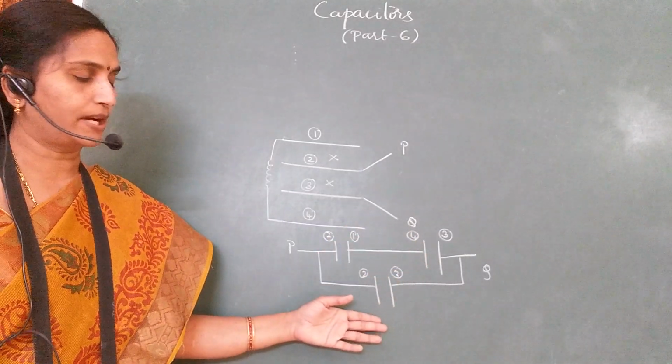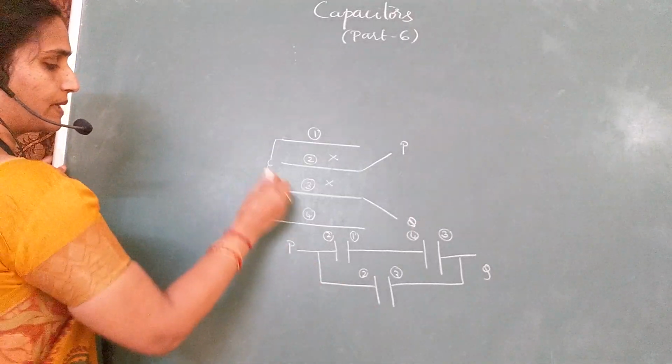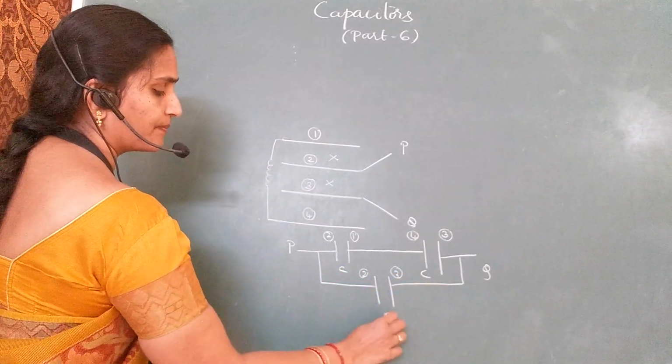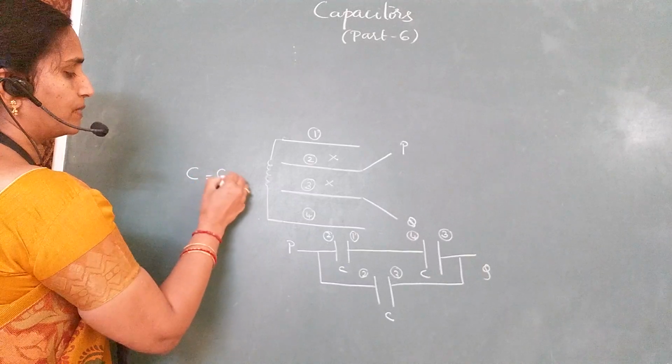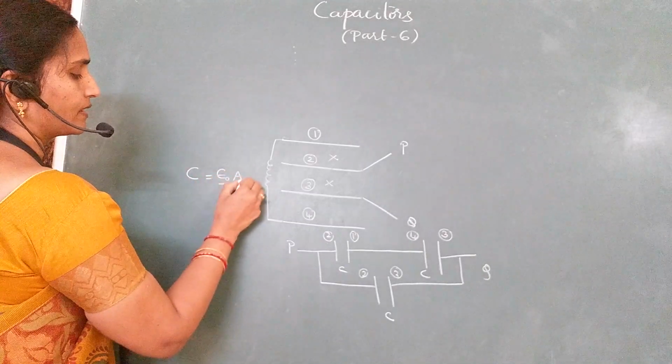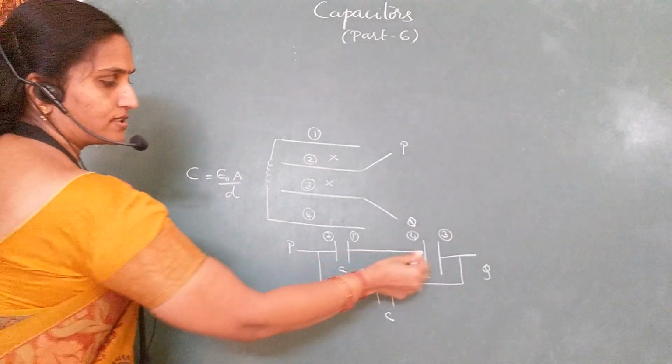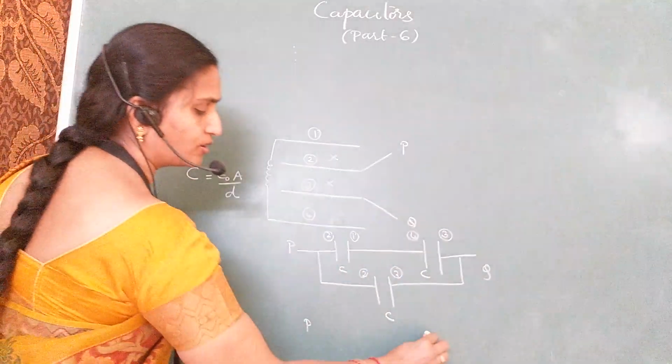The combination is in parallel to the third. So if I write the capacitance of this as C, C and C, where C is epsilon naught A by D, find out what is the equivalent capacitance between P and Q.